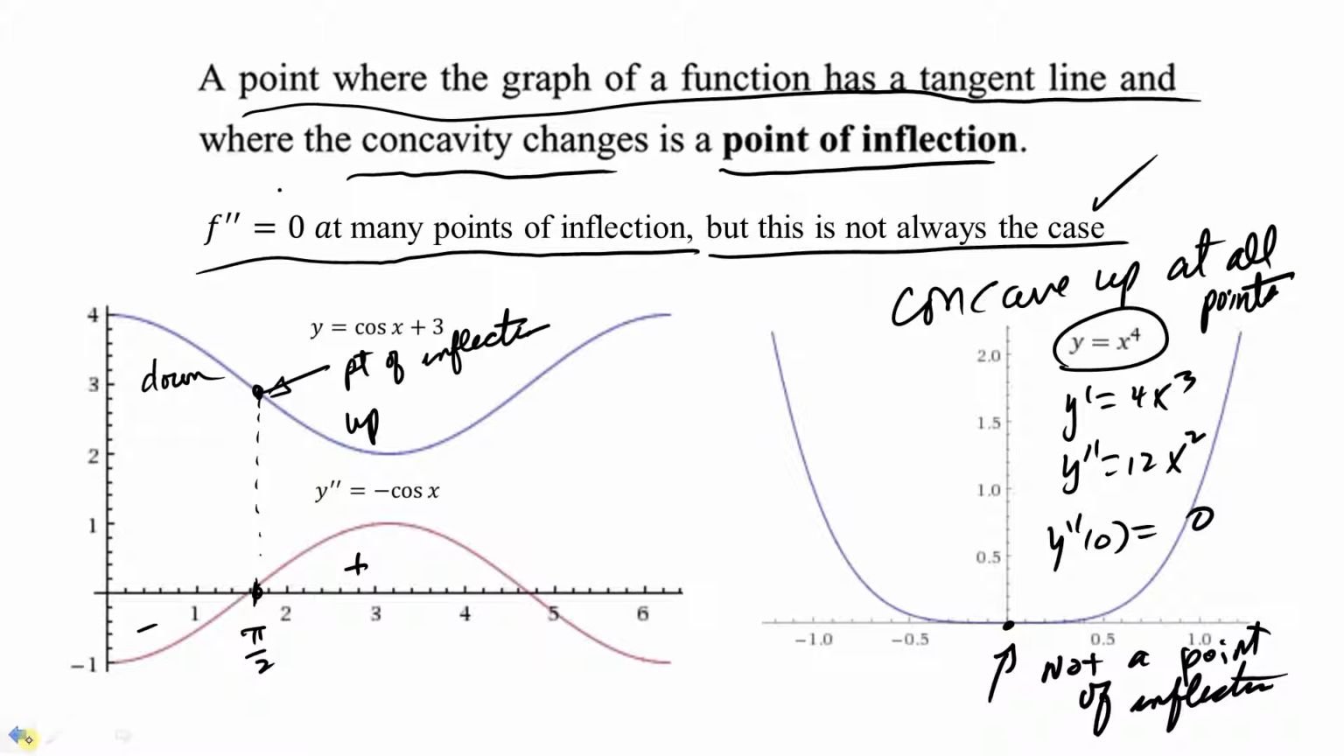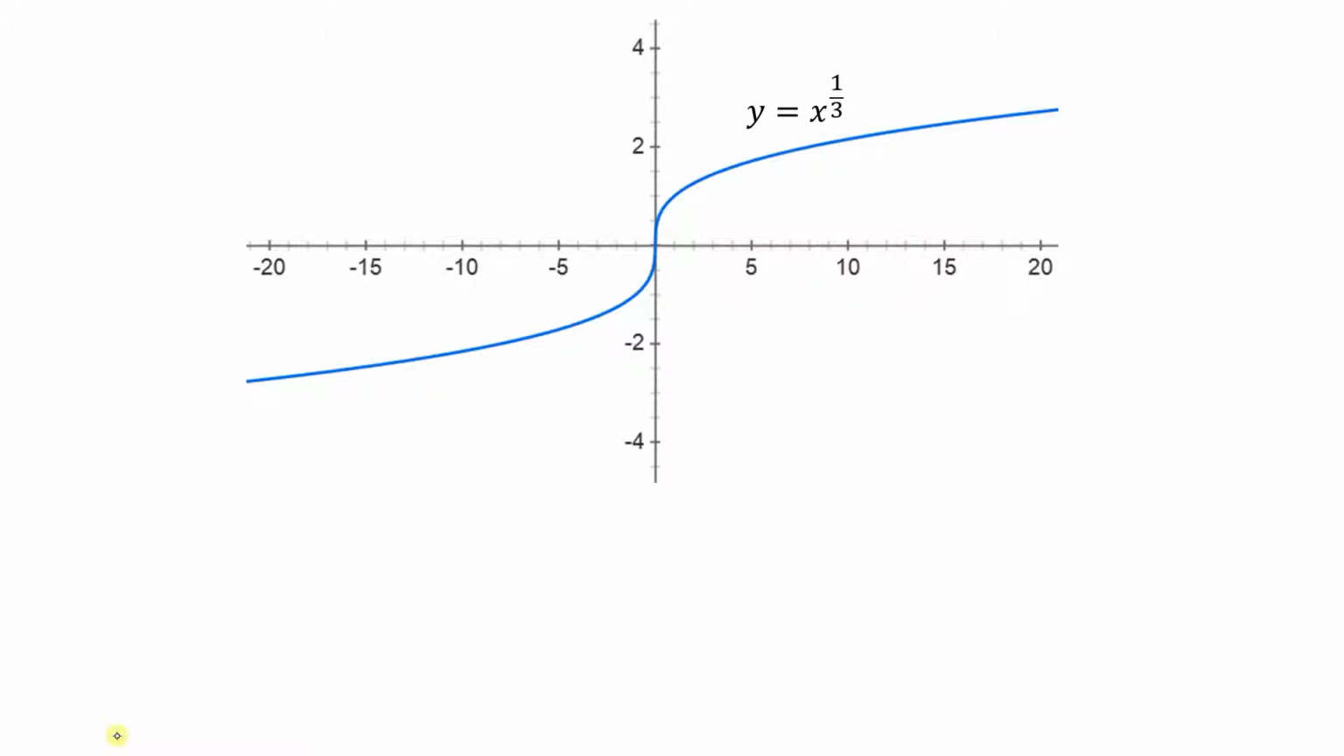But I would still look at the points where the second derivative is equal to 0, and you might just see a point of inflection. Now, sometimes a point of inflection can be where the second derivative is undefined. Here is a case in point.